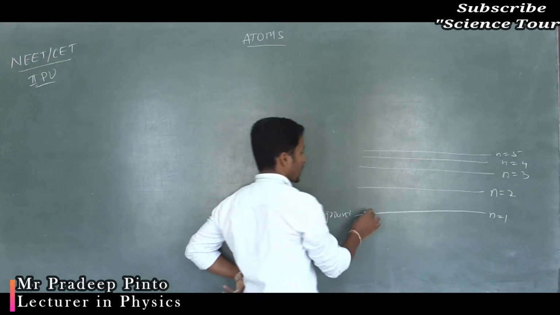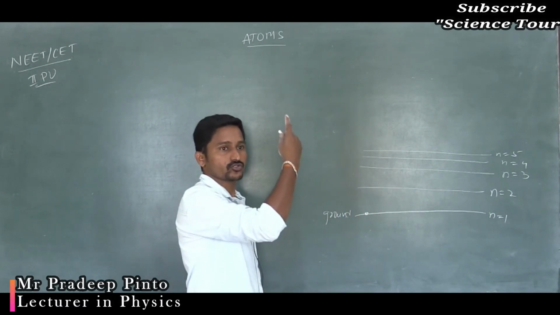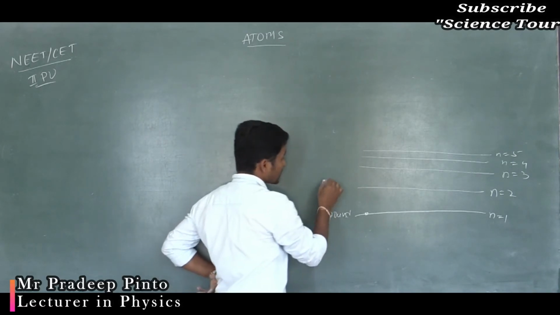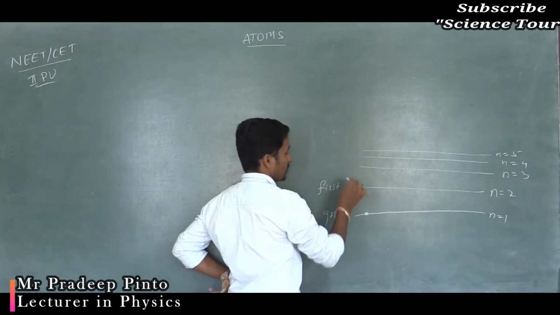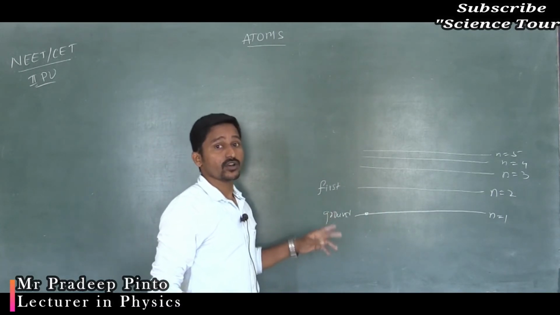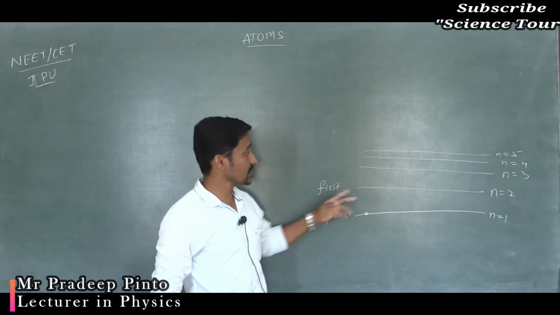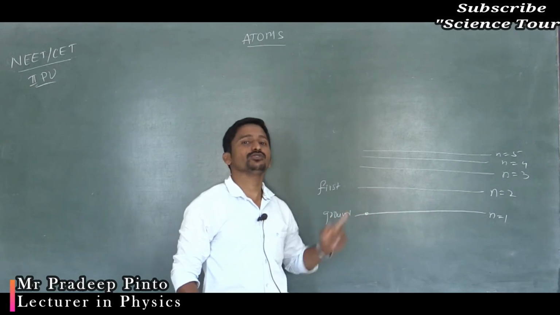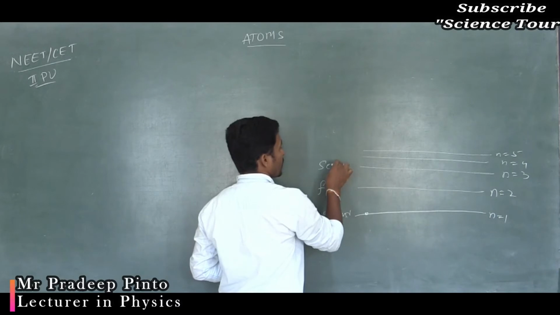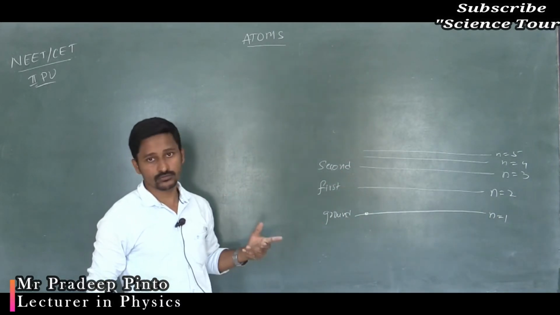Now see, the electron absorbs energy and goes to an excited state. This one is called the first excited state. When they ask questions, they will say first excited state, second excited state, third excited state. Remember, first excited state means not n equal to 1, it is n equal to 2. Second excited state means n equal to 3, not n equal to 2. That you have to remember.